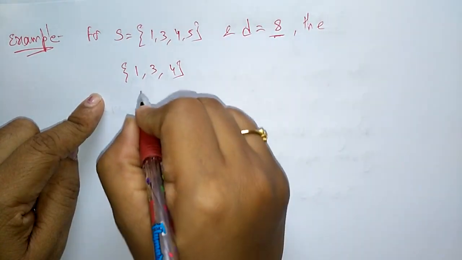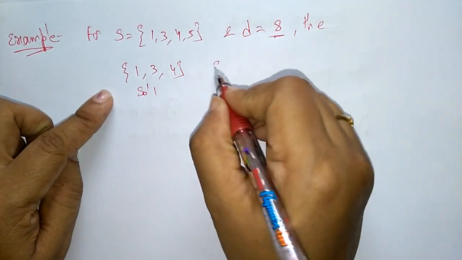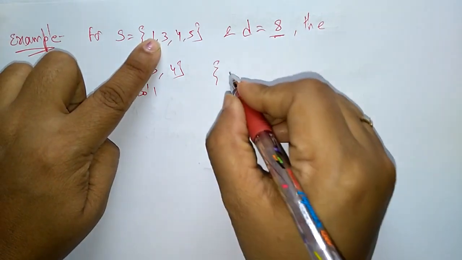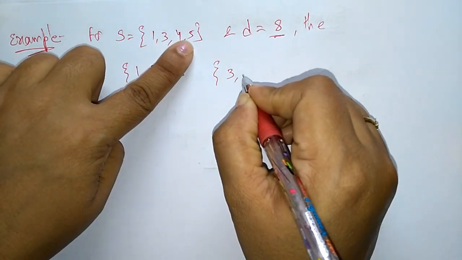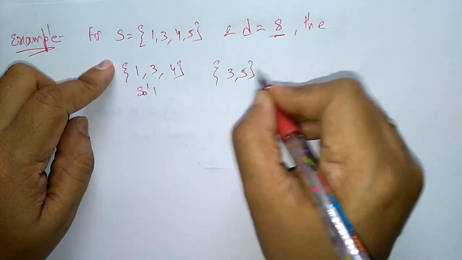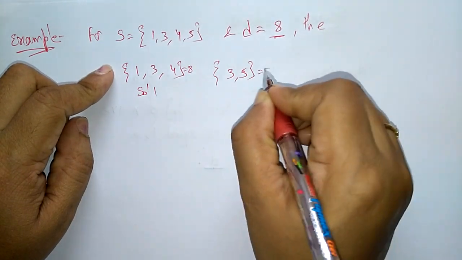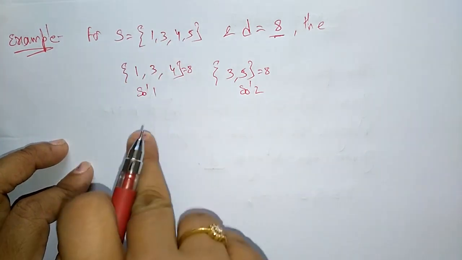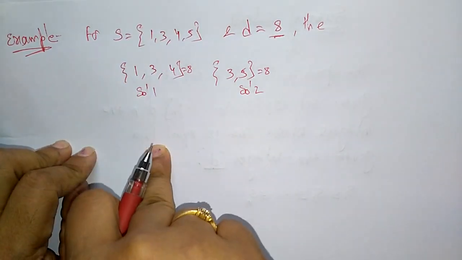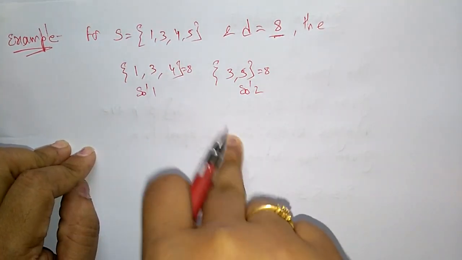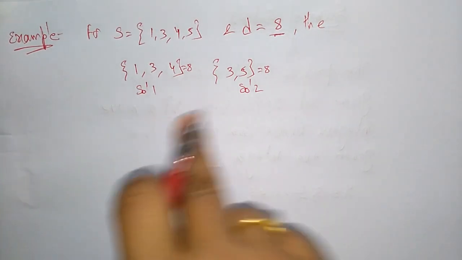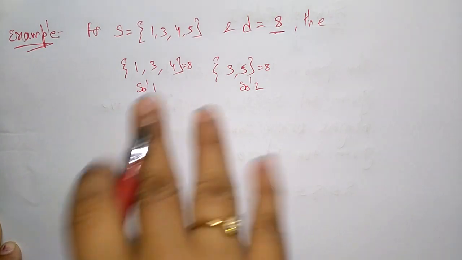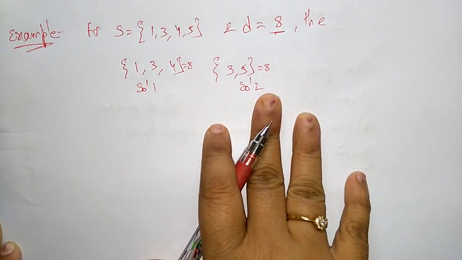So this is solution 1. Is there any other subset whose sum is equal to 8? 3, 5. The answer is 8. Okay, this is another solution. So from the given set I got 2 possible solutions. This is what we call sum of subsets.